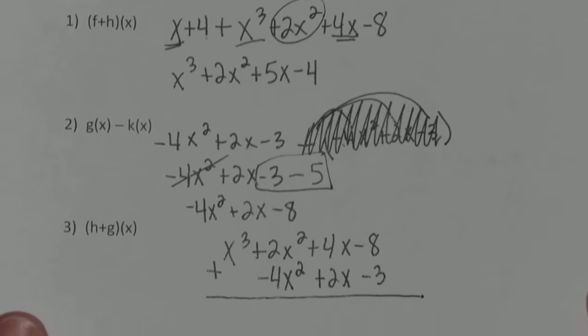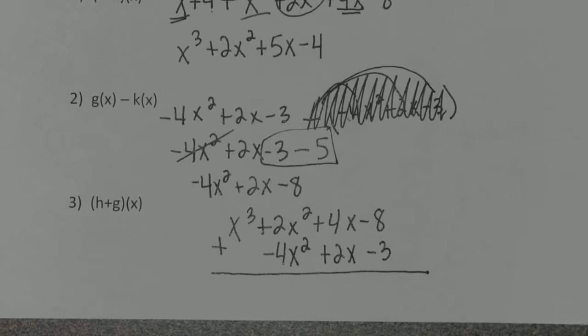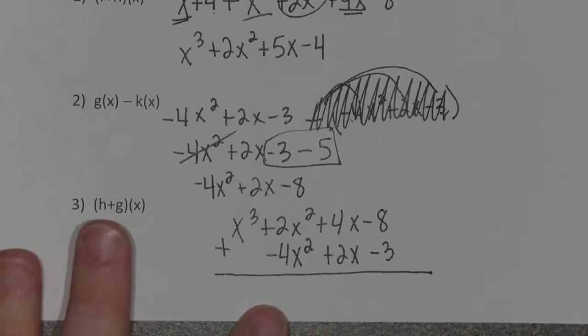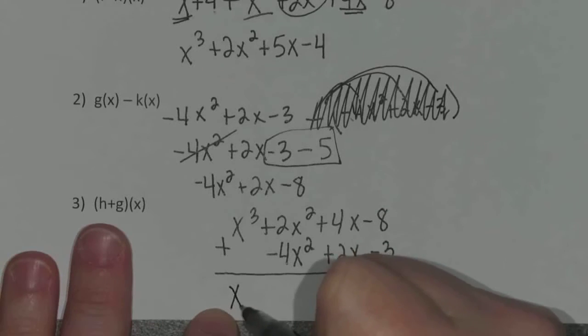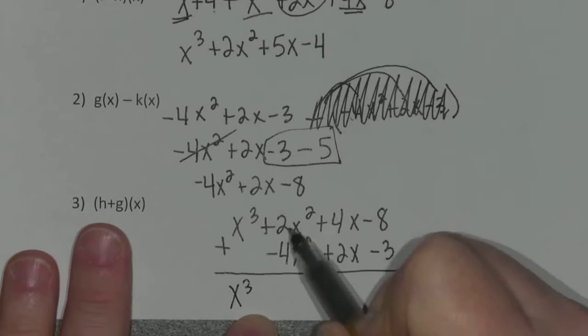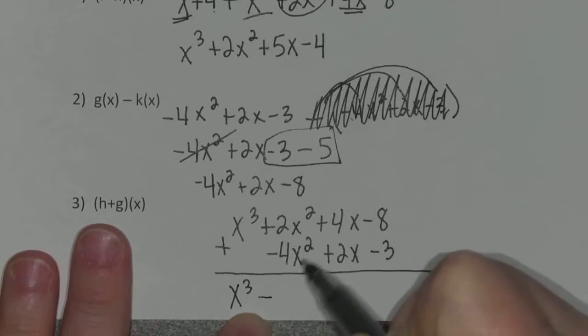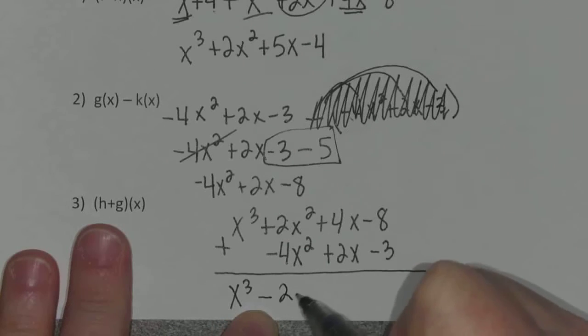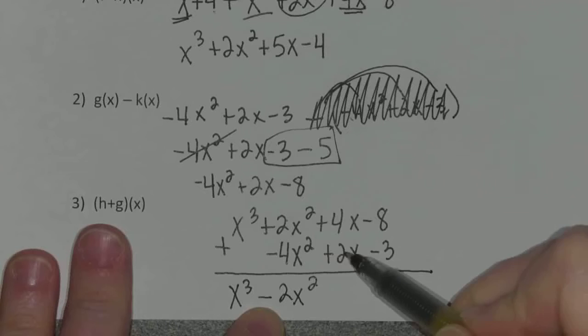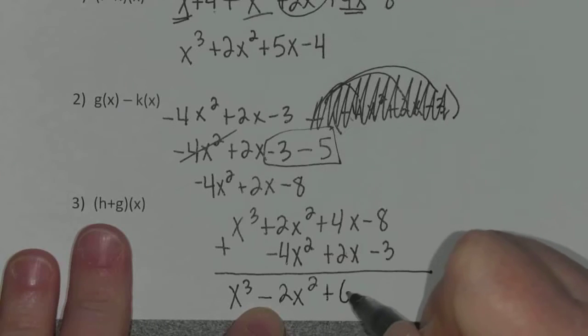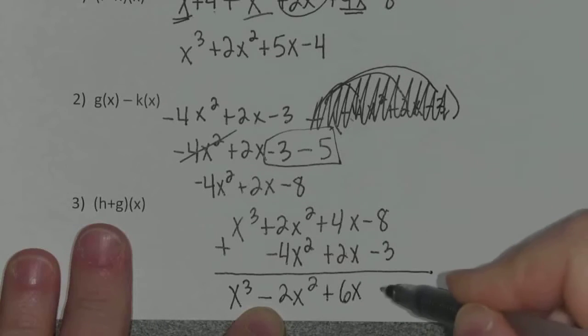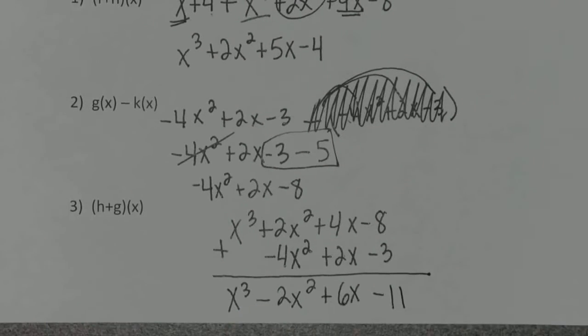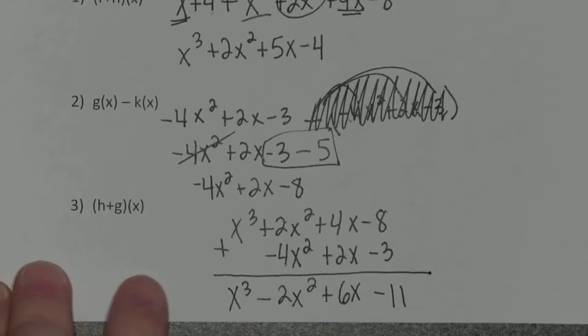Do you guys remember me showing you that before earlier in the year? Yeah. I like this. It makes it cleaner. So if you have terms like that, it would be nice to stack them. You can clearly see you only have the x cubed. And then when you do your x squareds, you have 2 minus 4, which is a negative 2 of them. You have 4 plus 2, which is 6. And then a negative 8 minus 3, which is a negative 11. Questions on how we did that? Okay, a couple more on the back.